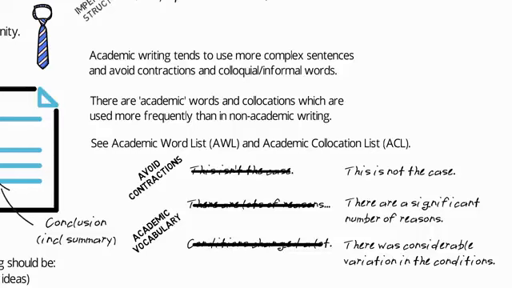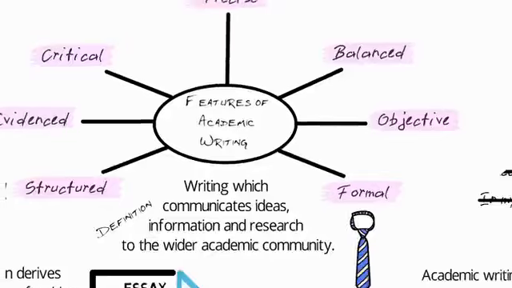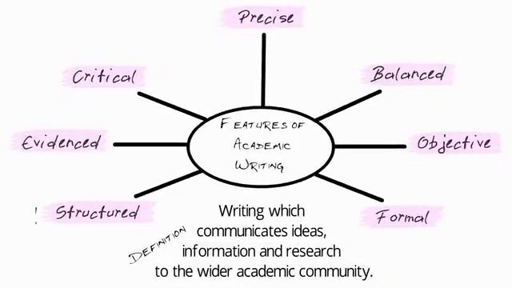So to sum up, we've seen a definition of academic writing, and we've seen 7 features of academic writing, namely that it is structured, evidenced, critical, precise, balanced, objective, and formal.